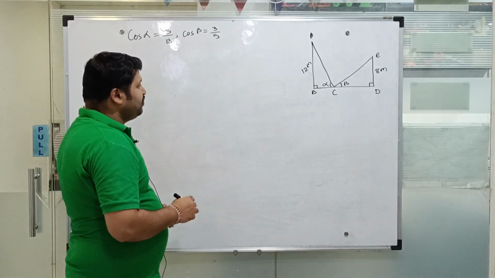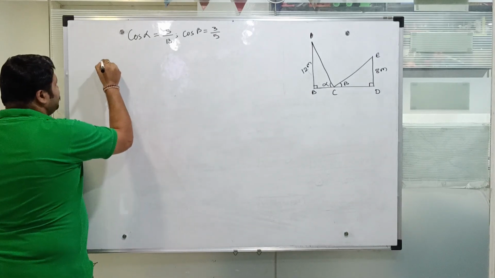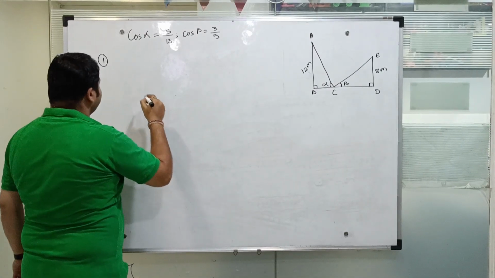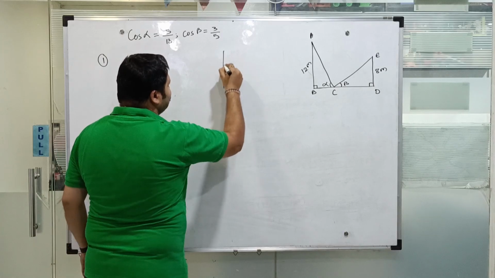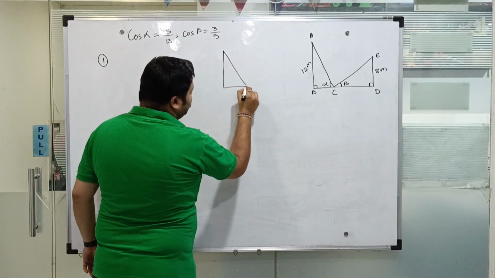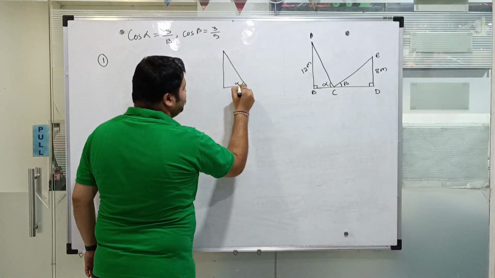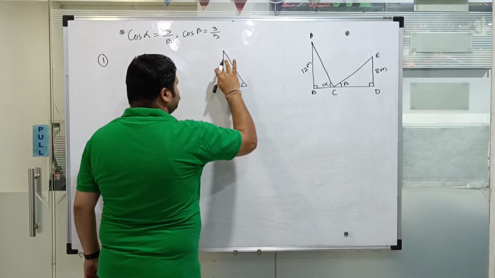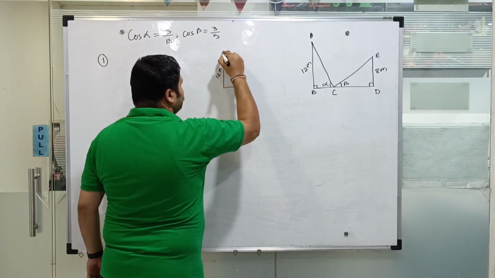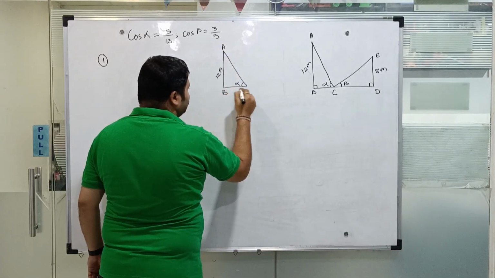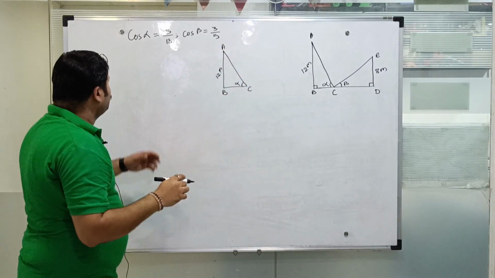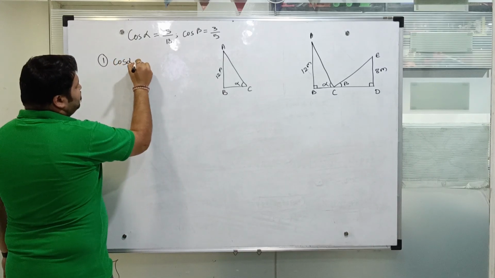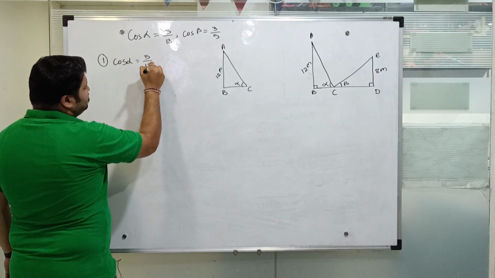So let me first deal with the first triangle, that is triangle ABC. I will draw triangle ABC separately. In triangle ABC, I have angle alpha here, and this is 12 meters, and I have the vertices A, B, and C. Now, I have cos alpha is equal to 5 by 13.